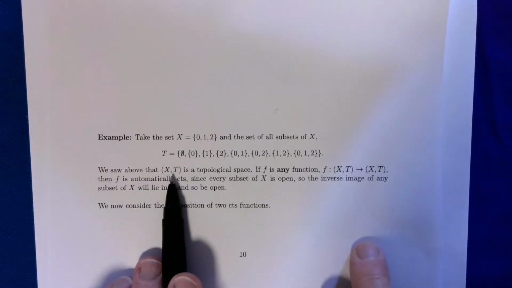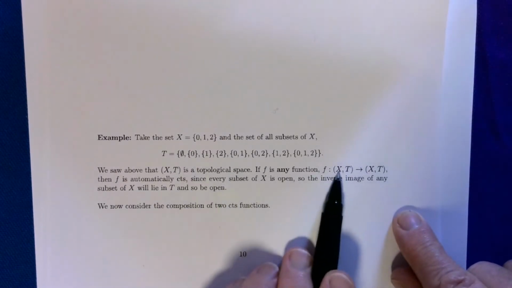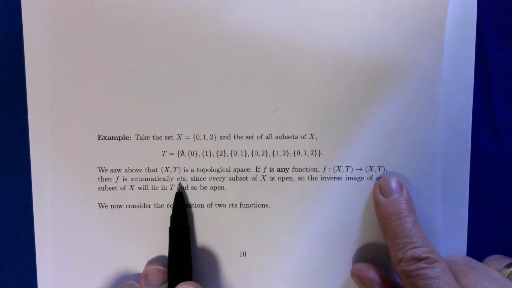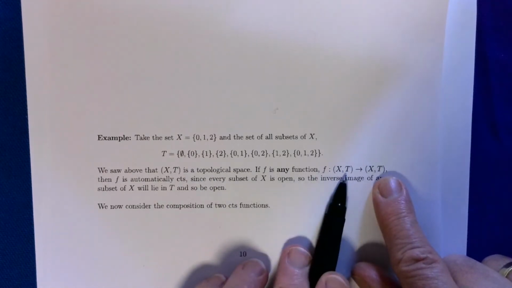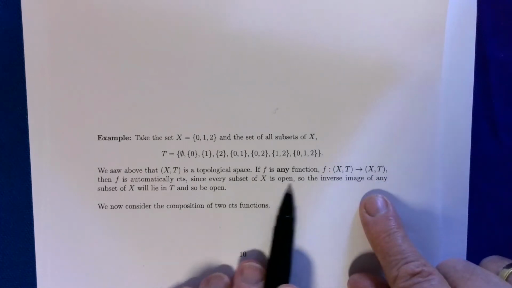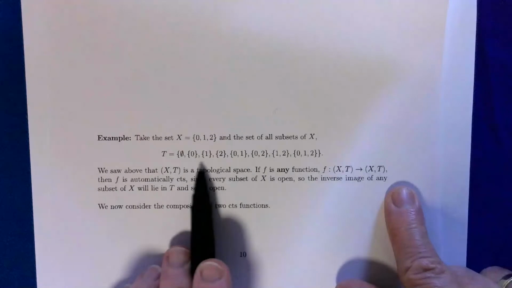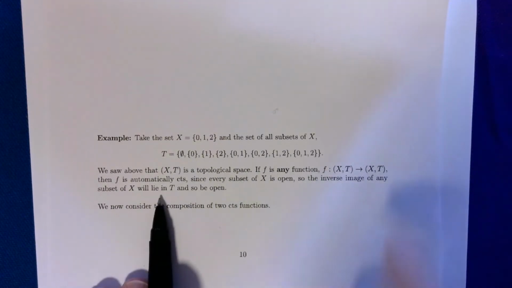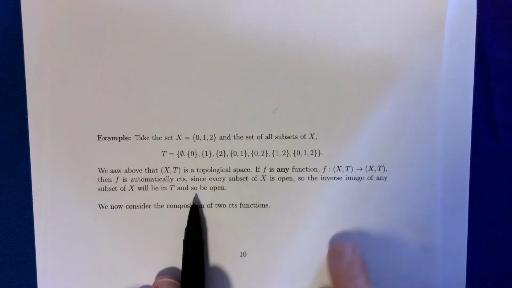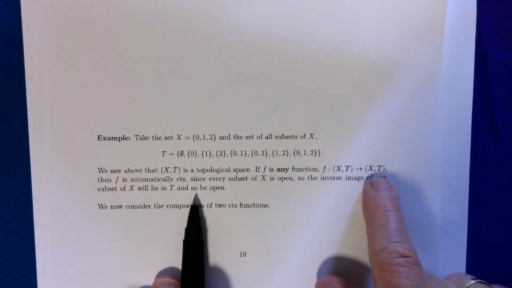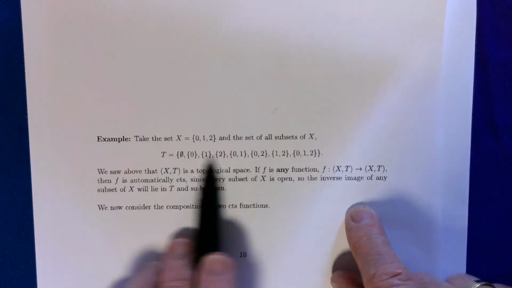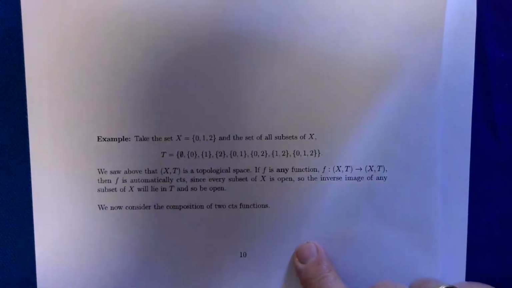And this is a topological space. If I take any function f mapping X to itself, then f is automatically continuous. Any function at all mapping this topological space to itself is automatically continuous because every subset of X is open. So the inverse image of any subset of X has to lie somewhere in here, because T has all of them, and so it will be an open set. So this is an extreme example where you can take any function at all defined on this topological space mapping to itself, and it will always be continuous. The inverse image of any of these must be one of these, and hence the inverse image of open is open.